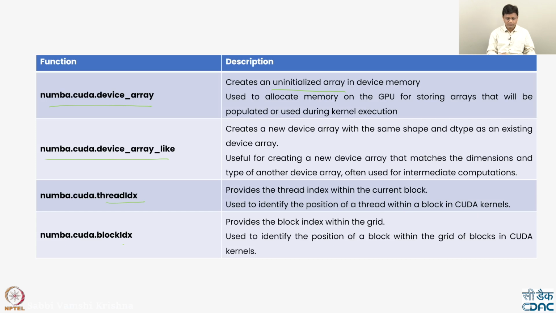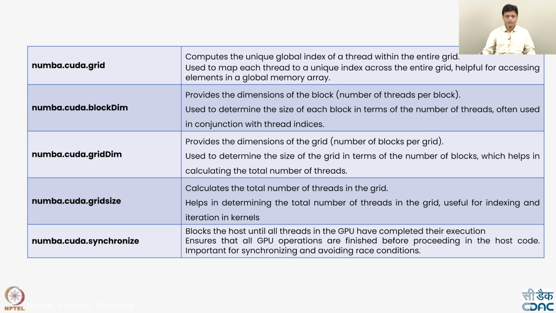Similarly, there is another function called numba.cuda.blockIdx. It provides a block index within a grid. The same blockIdx keyword we have used in the CUDA programming model, and this is used to identify the position of the block within a grid.